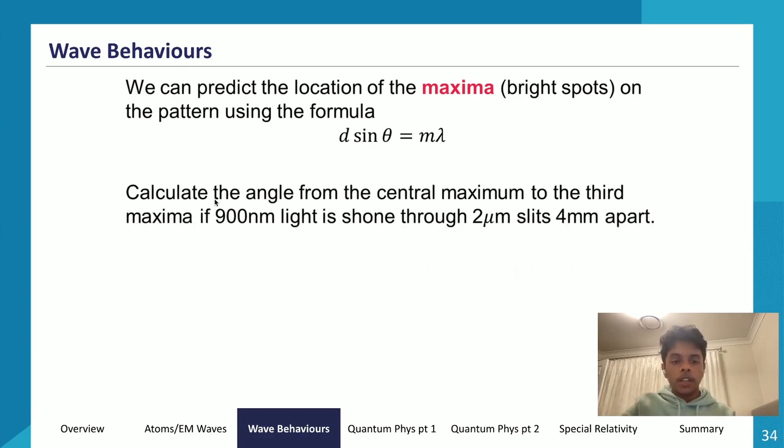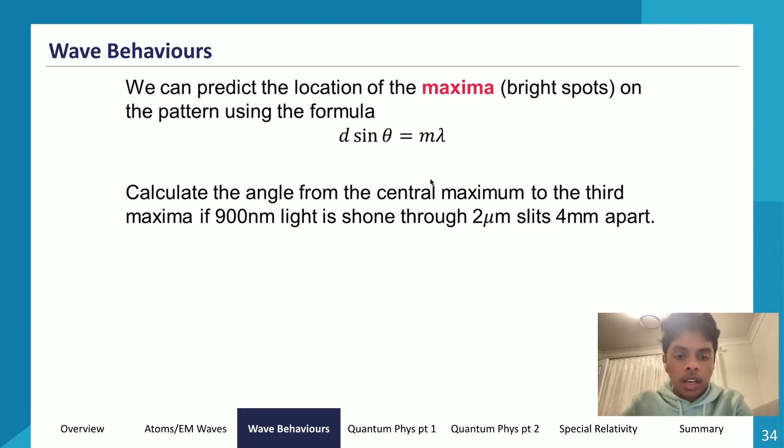Calculate the angle. So immediately we know that we're looking for theta. Calculate the angle from the central maximum to the third maxima if 900 nanometer light, so lambda is 900 nanometers, is shone through 2 micrometer slits 4 millimeters apart. So 4 millimeters apart, that is d. So d is equal to 4 millimeters. 900 nanometers is lambda, and we're trying to find it to the third maxima. So m is equal to 3.